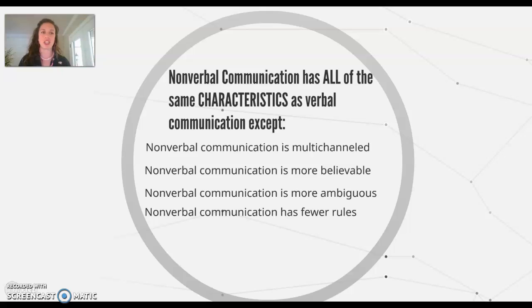So it's not like we have a dictionary that we can go look up nonverbal communication definitions in. So nonverbal shares all of the same properties, but it's also important to note that it does have a few key differences. So hopefully this clarifies a little bit about verbal and nonverbal communication and how you use it in your relationships to build them and maintain them.